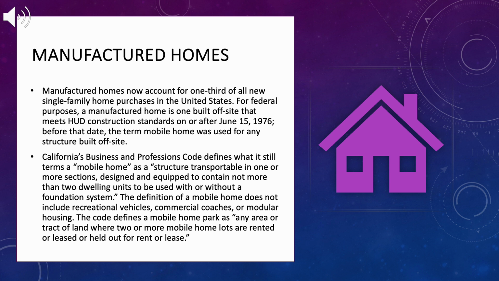California's Business and Professions Code defines what it still terms a mobile home as a structure transportable in one or more sections, designed and equipped to contain not more than 2 dwelling units to be used with or without a foundation system. The definition of a mobile home does not include recreational vehicles, commercial coaches, or modular housing. The code defines a mobile home park as any area or tract of land where 2 or more home lots are rented or leased or held out for rent or lease.